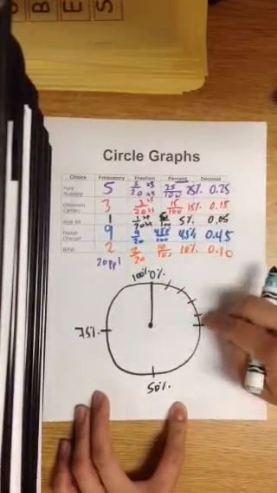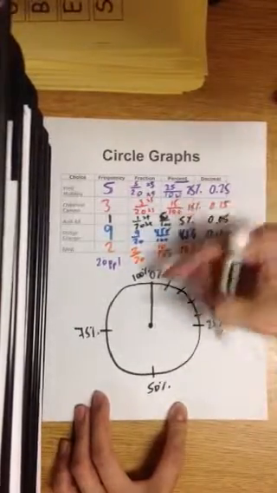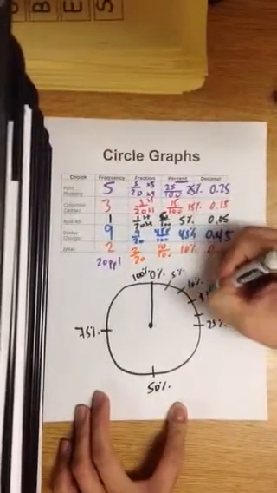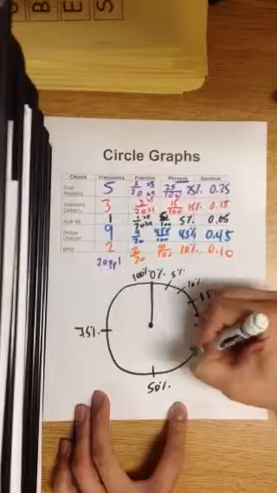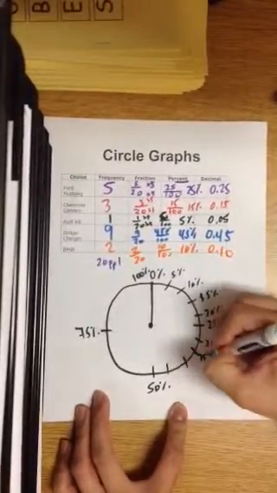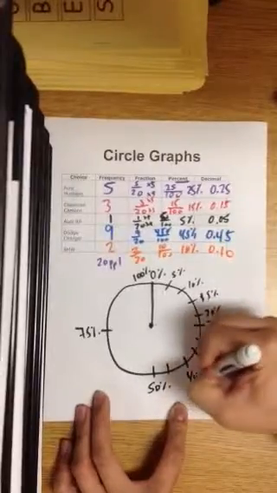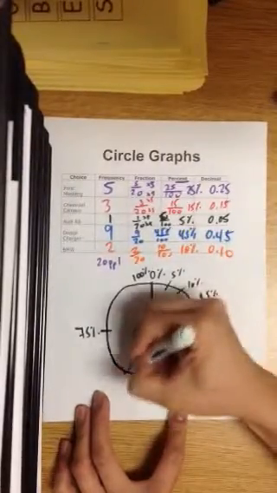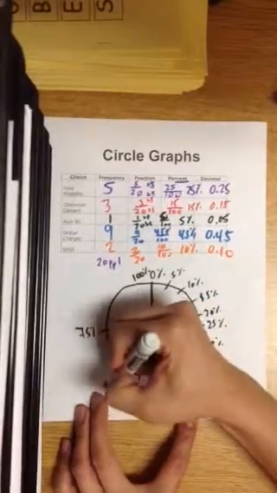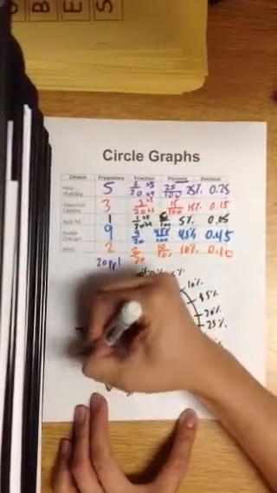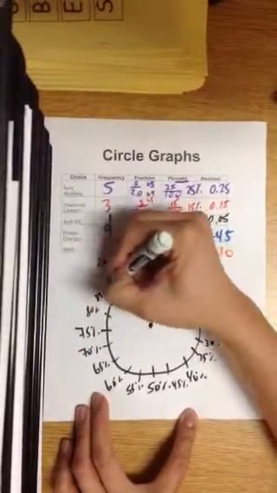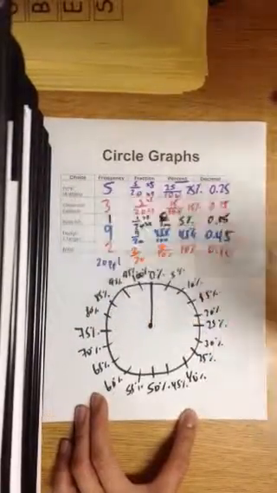To do that, draw 4 lines between 0 and 25 and label them 5%, 10%, 15%, 20%. Draw 4 more lines between 25 and 50%: 30%, 35%, 40%, 45%. Draw 4 more lines between 50 and 75%. You have 55%, 60%, 65%, 70%. Draw 4 more lines. You have 80%, 85%, 90%, 95%.